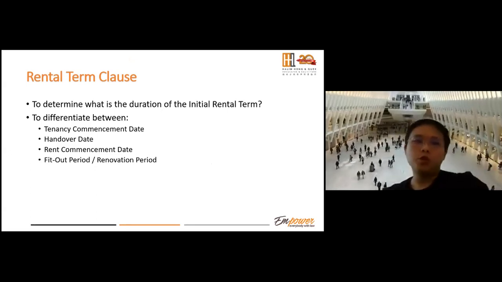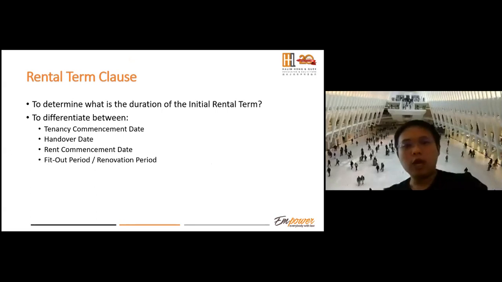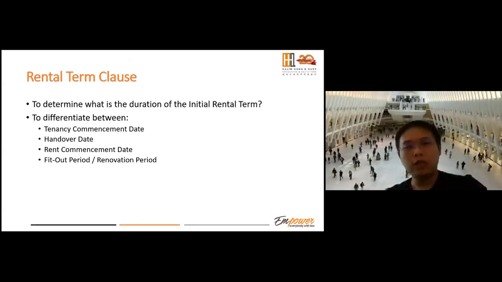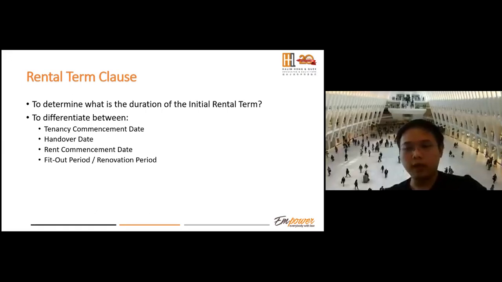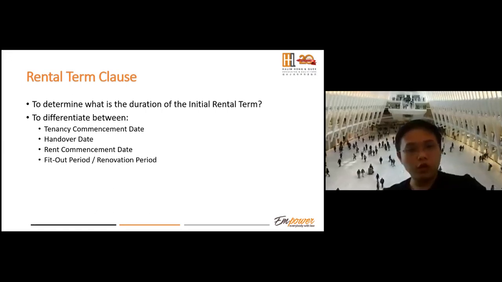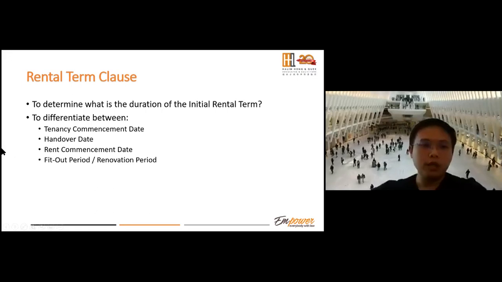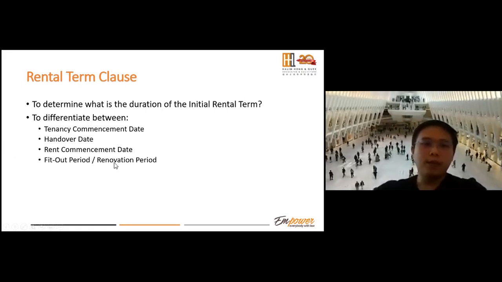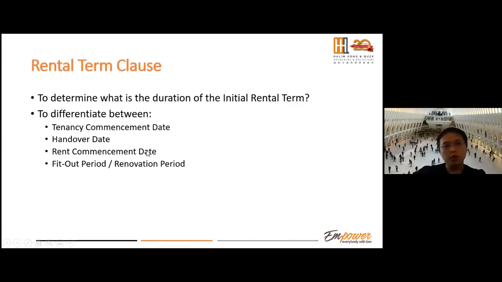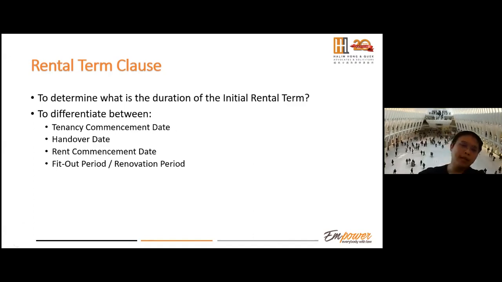Then also, when you come to this leasing agreement or tenancy agreement, especially if you are renting commercial premises or shop lots, you can see all these 4 things. You need to differentiate, it might be confusing. The first will be tenancy commencement date, handover date, rent commencement, and also fit up period, renovation period. Tenancy commencement date should be the earliest date. That means normally it will be a stamping date or the execution date. So this will be the earliest date amongst all these.